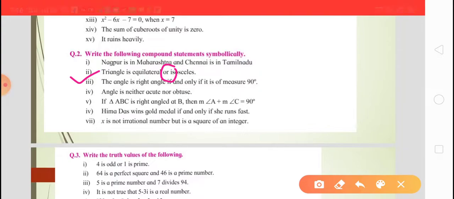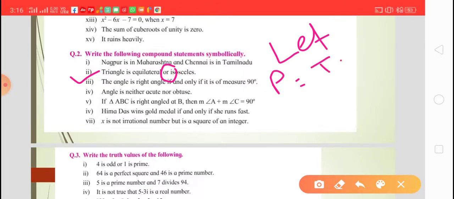Triangle is equilateral or triangle is isosceles. These both statements are connected by using the word or. So now, firstly write what is the P statement. Here write down: triangle is equilateral. And what is the Q statement? Yes, right, triangle is isosceles.